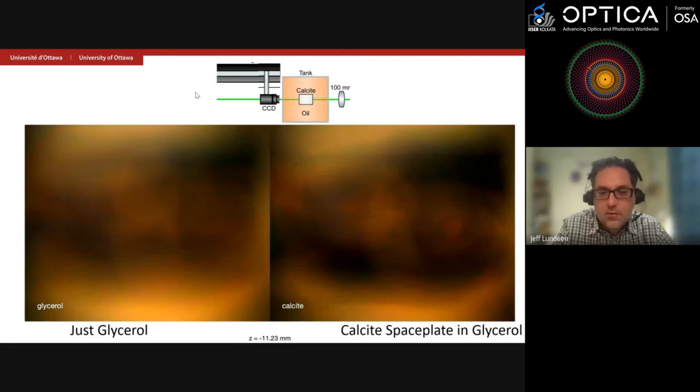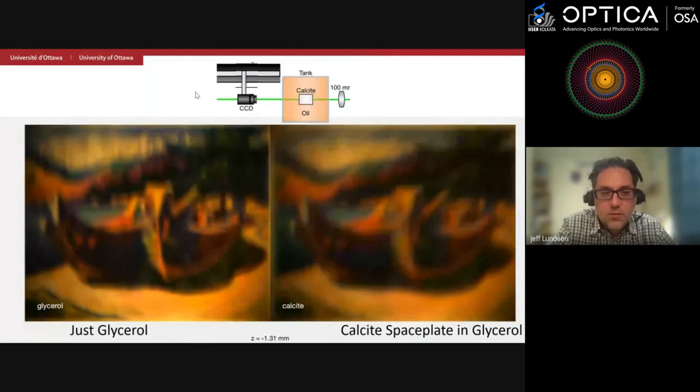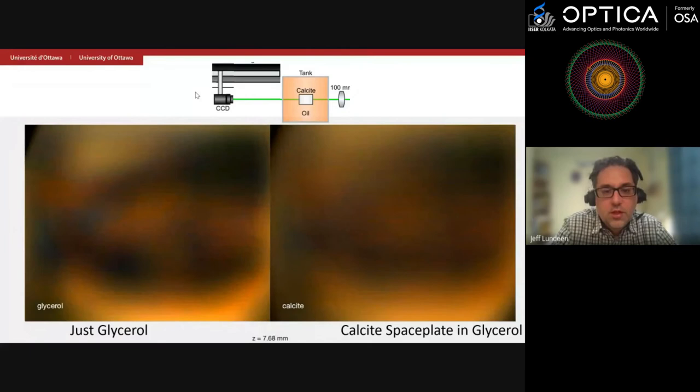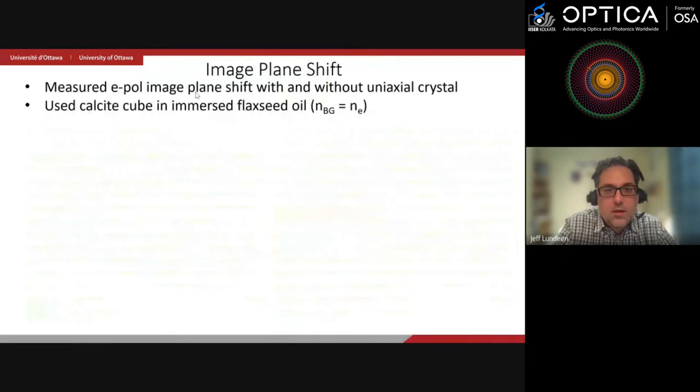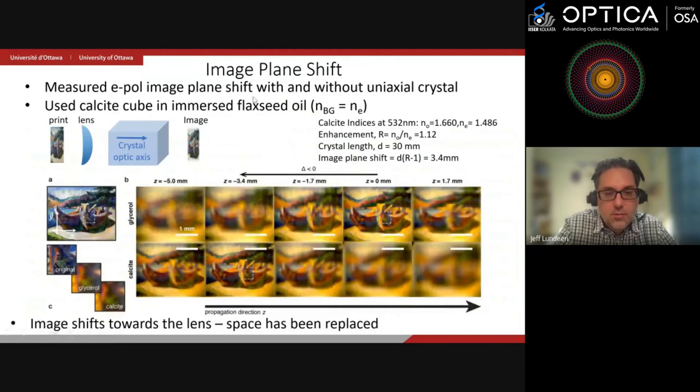See, the one on the right forms first, closer to the lens than the one on the left. So the uniaxial crystal is moving the image plane closer to the lens, so it's saving space in our imaging system. Okay, just to summarize that in a picture: here's without the calcite crystal, without the space plate, and then here's with the space plate. You can see that, and this is the propagation direction, this is closer to the lens.